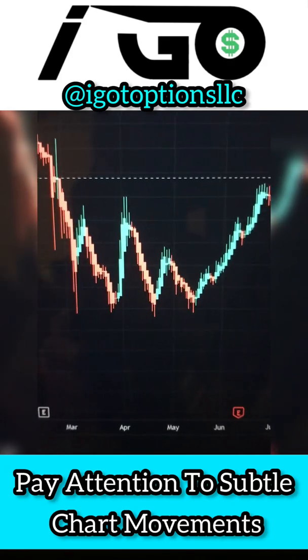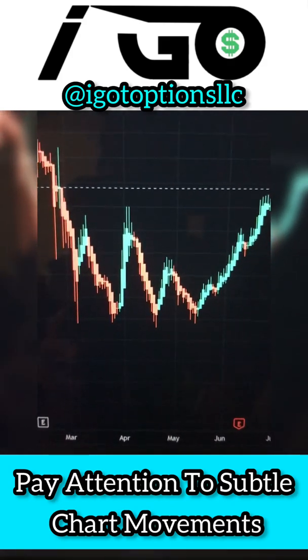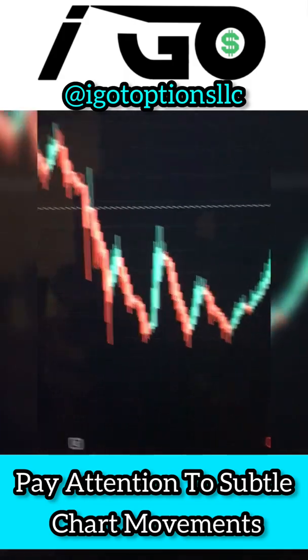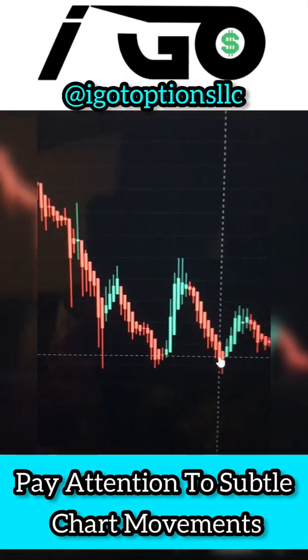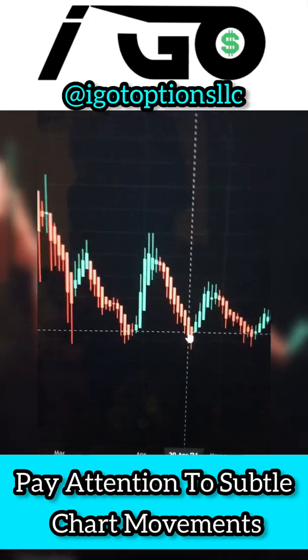I want to talk about paying attention to subtle movements that you see on your charts, as they could be super important later on in the future. And I'm going to show you a real example to explain what I mean. Alright, so I have up ChargePoint on a daily chart, so that means each candlestick that you see represents what the stock price did in one day, right? So keep that in mind.